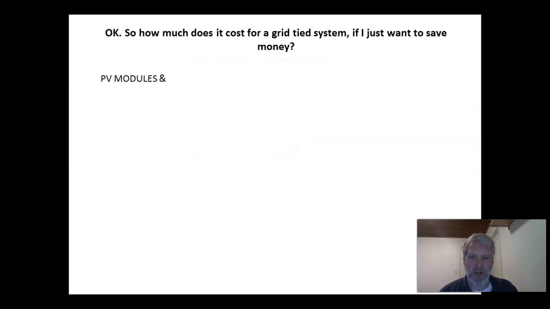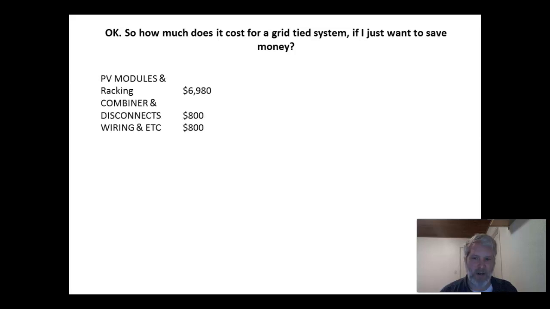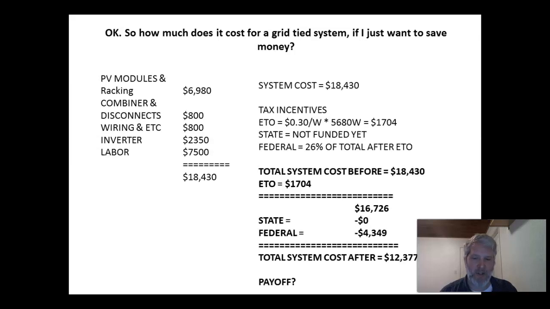So if we want to save our money, we have our PV modules at $6,980, combiner $800, wiring $800, inverter $2,350, and labor $7,500. That gives us a cost of $18,430, and that's the hard cost of the system. Then the ETO incentive has changed. It used to be $1.50, then $1, then 90 cents, then 80 cents. As the cost of solar comes down, the cost of the incentive comes down also, so that they can provide more for everybody. Because we got some really weird things that happened maybe 10 years ago.